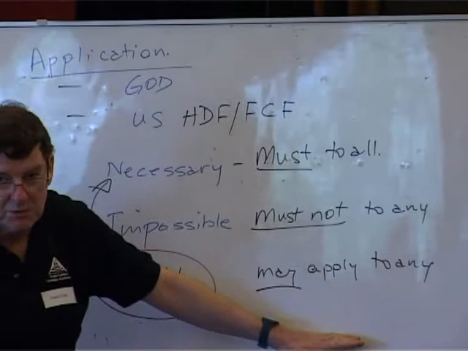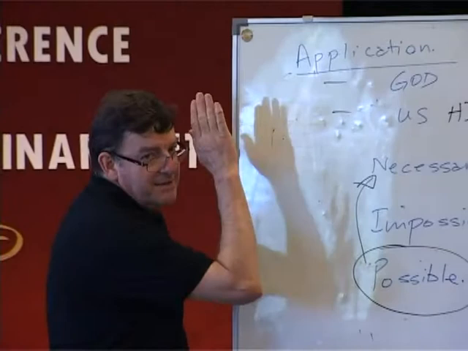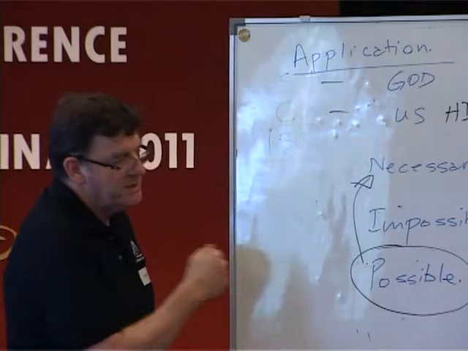Now, what I'm saying, therefore, I'm taking applicatory issues. I'm talking about how this may work out in practice for you, but I'm not saying this is how it must work out in practice for you. So therefore, take the principles I'm talking about and apply them as you will to yourself. Under necessary, this is how it must apply. Under impossible, this is how it must not apply. Under possible, this is how it may apply. Okay, application is vitally important because it is showing us how it applies.